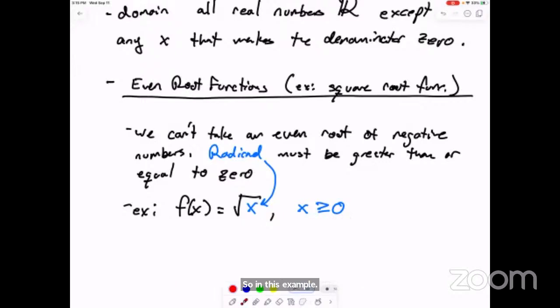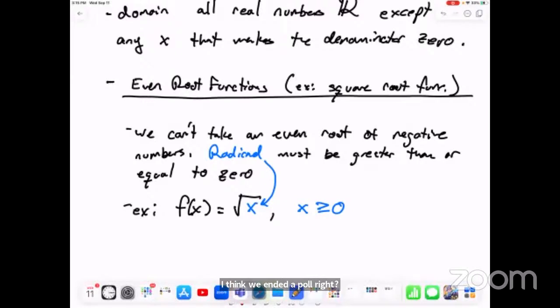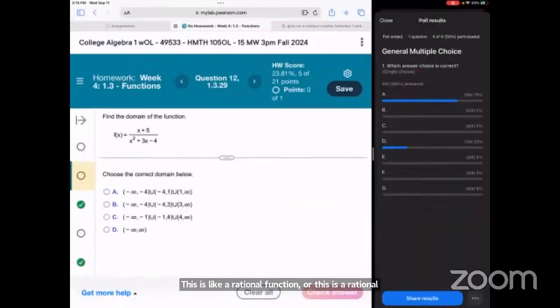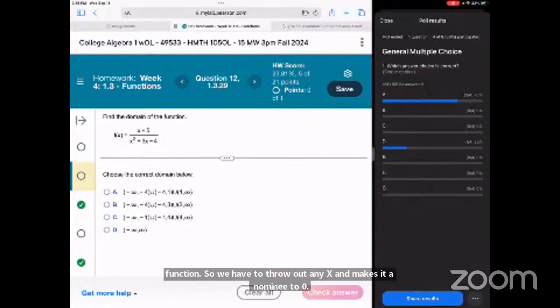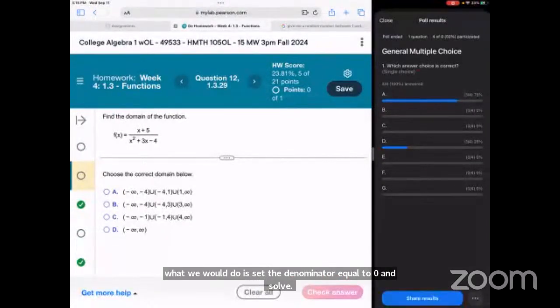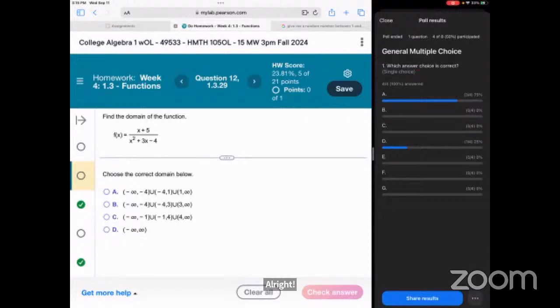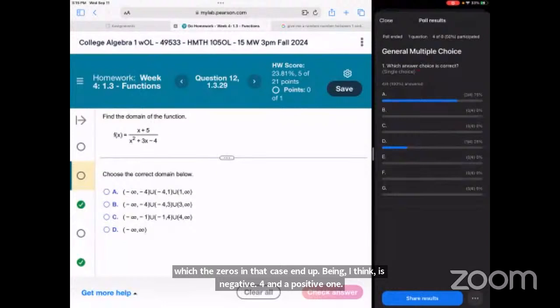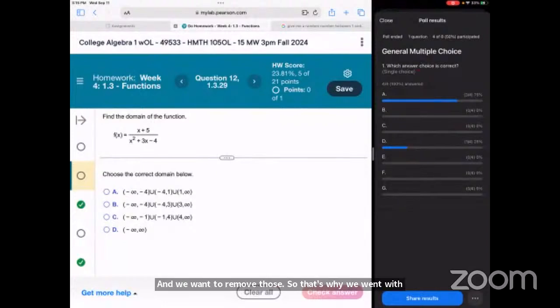All right, I think we ended the poll. This is a rational function, so we have to throw out any x that makes the denominator 0. What we would do is set the denominator equal to 0 and solve, and we would have to factor. If we factor this, we would have x plus 4 times x minus 1, where the zeros end up being -4 and +1. We want to remove those, so that's why we went with A.